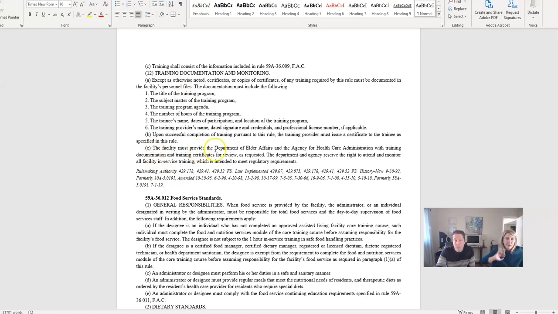The facility must provide the Department of Health Affairs Agency of Healthcare Administration with training documentation and training certificates. So there could be some common sense general questions, like the surveyor comes unannounced and wants to see your employee files. There are a lot of common sense general questions, and I think some people have a hard time with that because it's not black and white and it's not a rule or regulation; it's just something you have to apply to a scenario. But that's a good one. So I would definitely highlight C, that you have to provide the training documentation and certificates for review as requested.